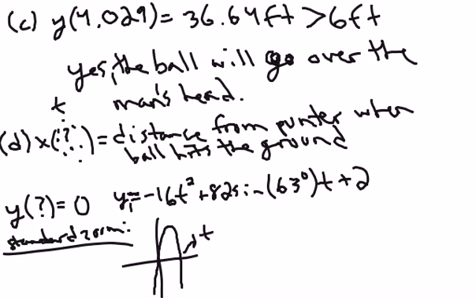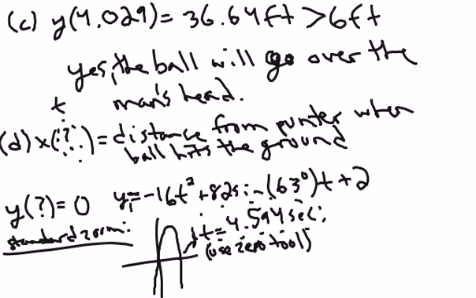So the t value here, which is what I'm interested in, I'll use the zero tool this time. If I use the zero tool here, I can find that the t value is 4.594 seconds. So now I can answer this question here, the first part of the question that says, when will the ball hit the ground? Well, this is the answer to that one. So we'll circle that as an answer. So the ball will hit the ground at 4.594 seconds.